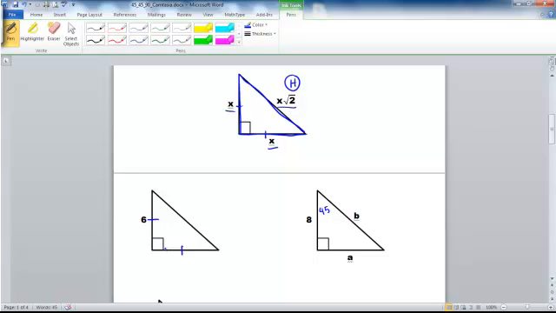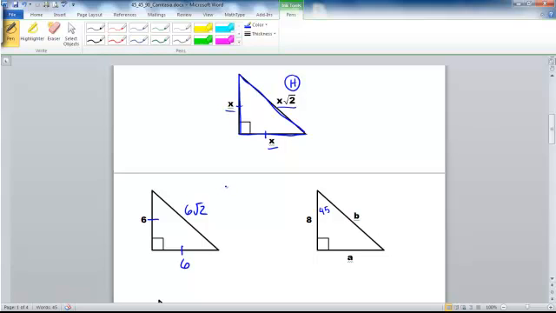So there's my right angle. There are my congruent tick marks. So I know this is 45, 45, 90. So if this is 6, we know that this is 6. So there's the x, here's the 6, there's the 6. And then it had x root 2, so this becomes 6 root 2.